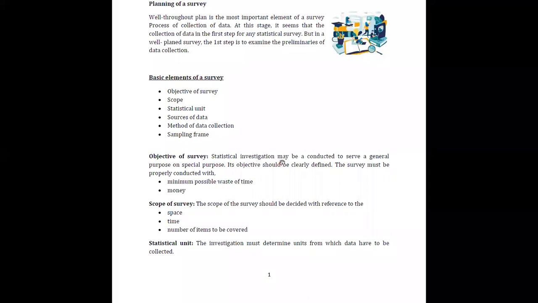A statistical investigation may be conducted to serve a general purpose or a special purpose. Rather than saying 'on', it should be corrected as 'or'. This should be general purpose or special purpose. Or its objective should be clearly defined. The survey must be properly conducted with minimum possible waste of time and money.